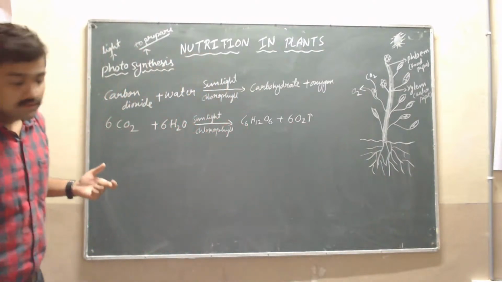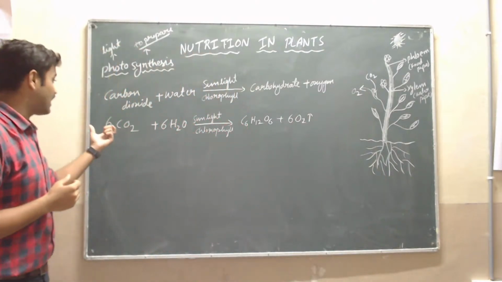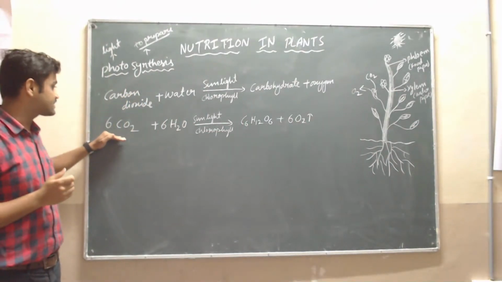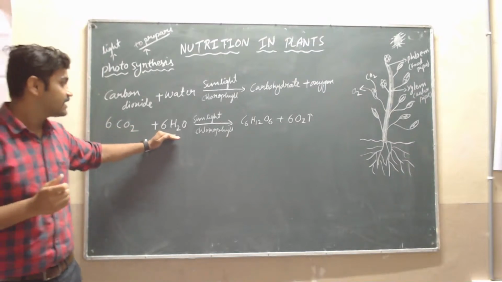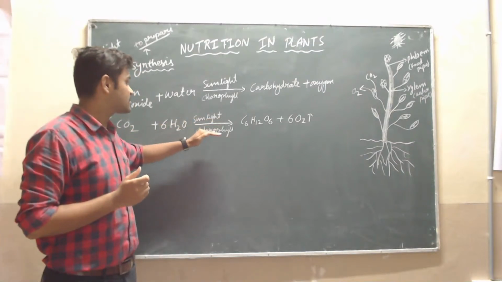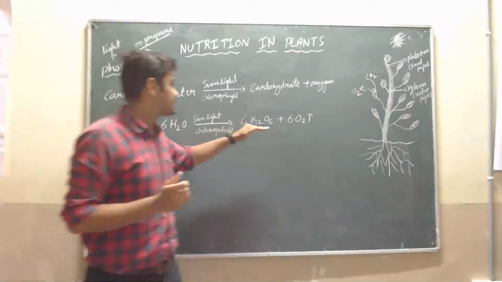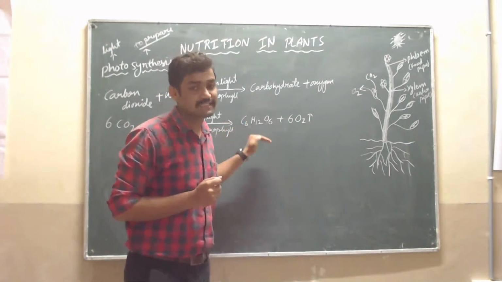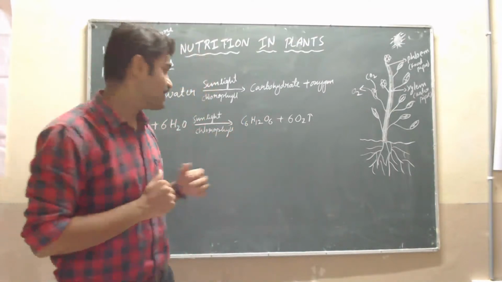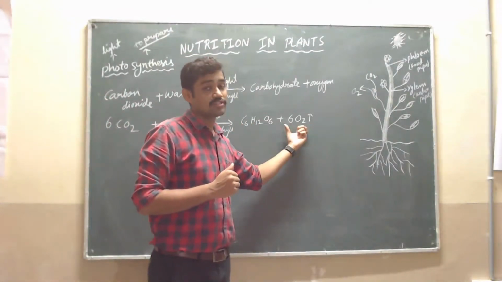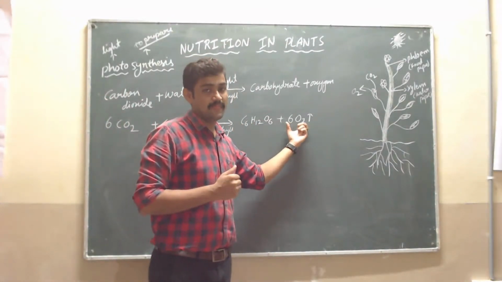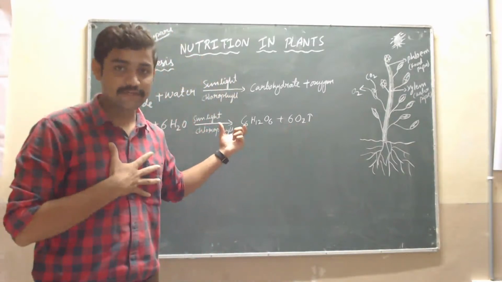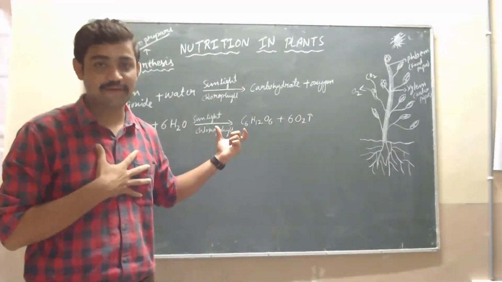See here, in the balanced equation, 6CO2 is carbon dioxide, and it combines with 6H2O, water, in the presence of sunlight and chlorophyll. We will get glucose, that is C6H12O6, which we can also call starch. Then we will get oxygen from plants, oxygen to breathe or respire.